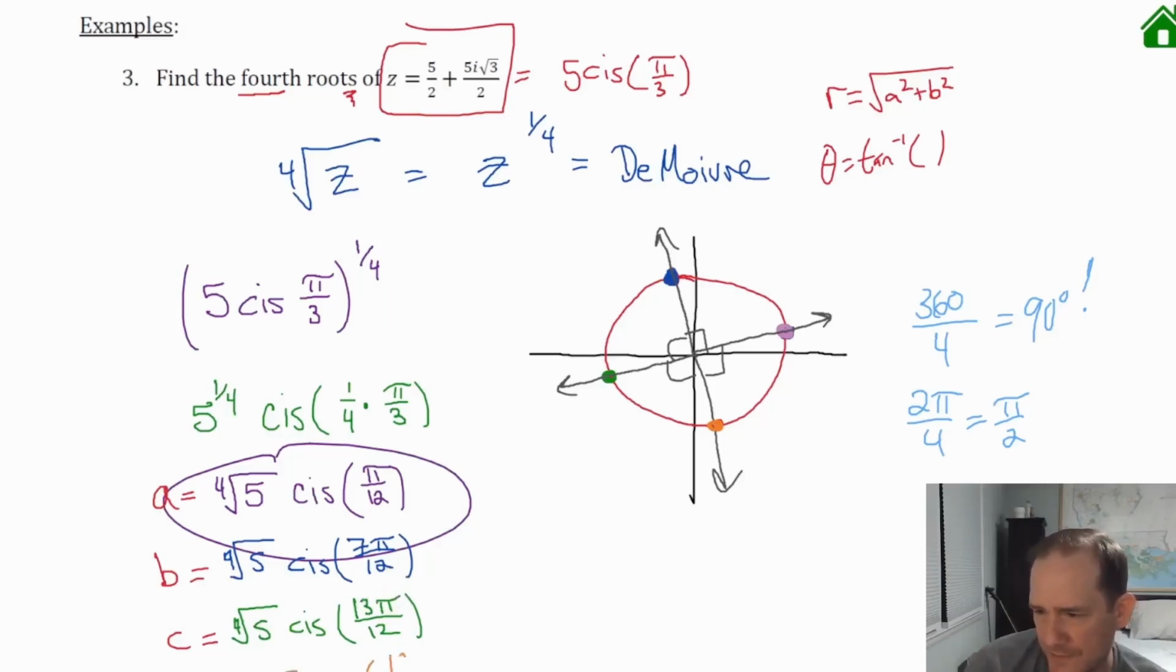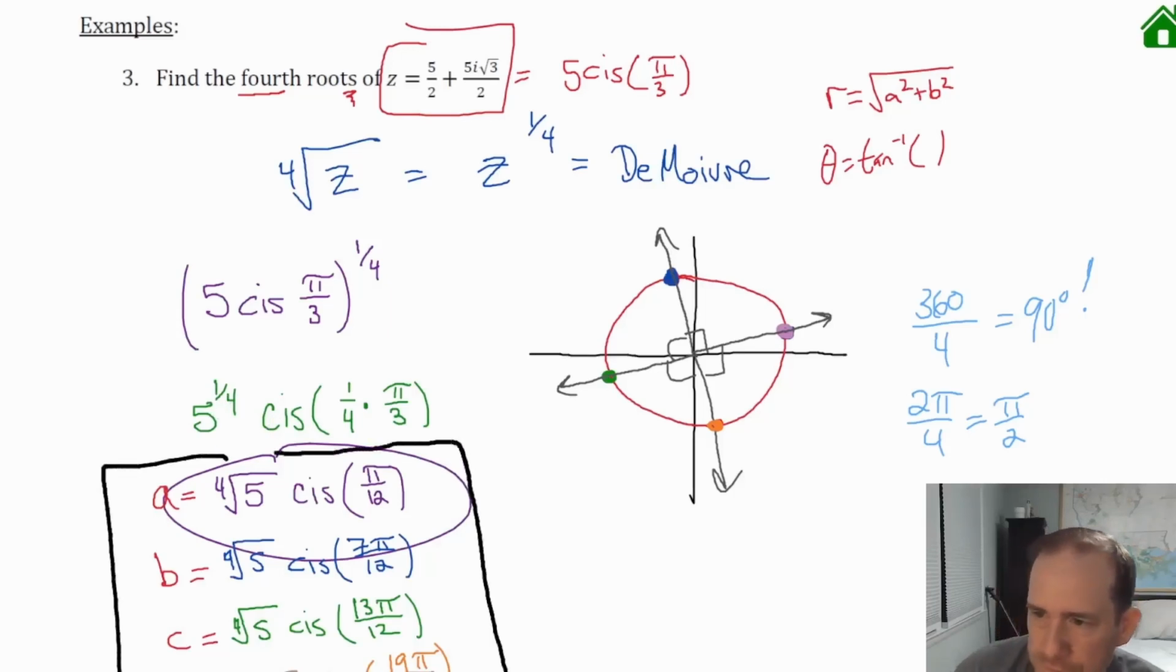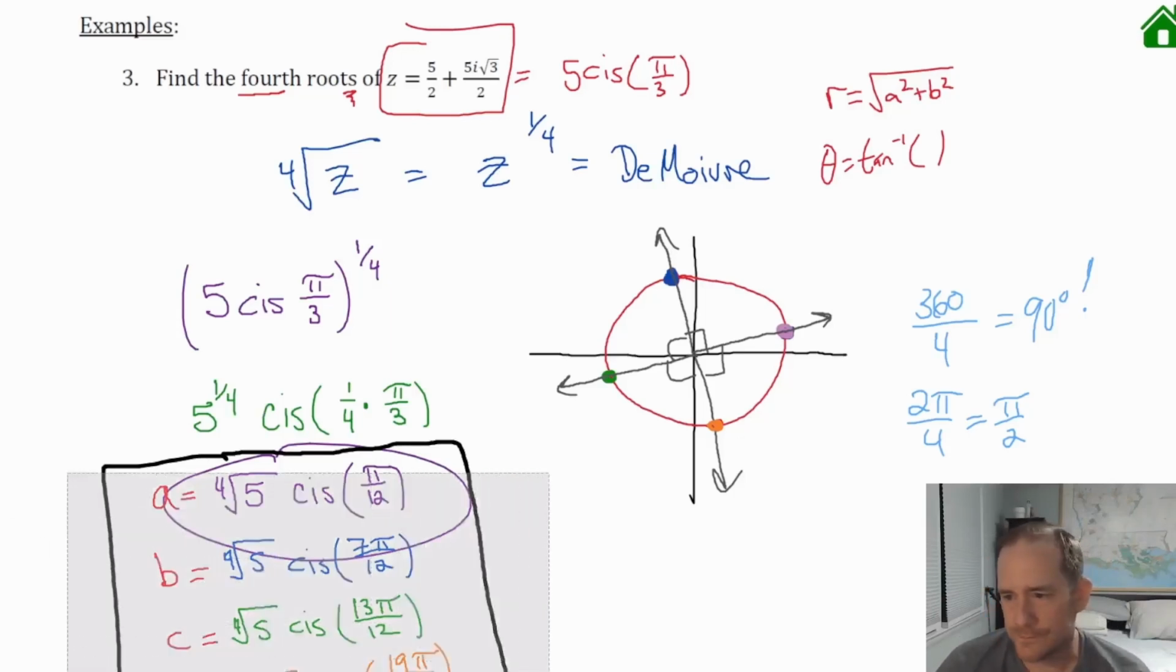You guys can probably bet that we're writing 4th root of 5 cis 19 pi over 12. Put a big black box around it. Still not realizing I'm off the screen. But those are your 4 solutions. The purple thing, the blue thing, the green thing, the orange thing, those are the 4 4th roots.